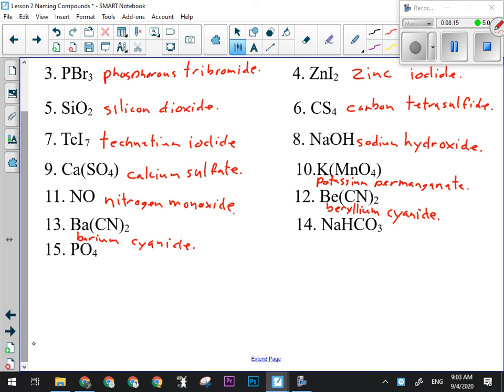Okay. Number 14, sodium with HCO3. What is that stuff? Sodium hydrogen carbonate. It's also sometimes called sodium bicarbonate. Baking soda is actually what that stuff is commonly referred to as. Okay, and our last one, phosphorus and oxygen, molecular or ionic? Molecular, okay, so this will be phosphorus. What prefix am I using? Tetra.